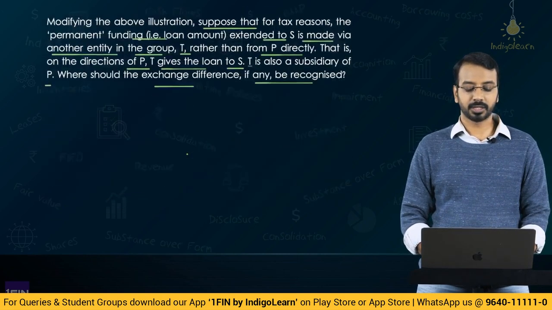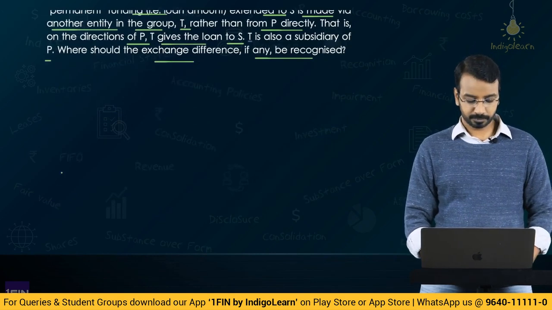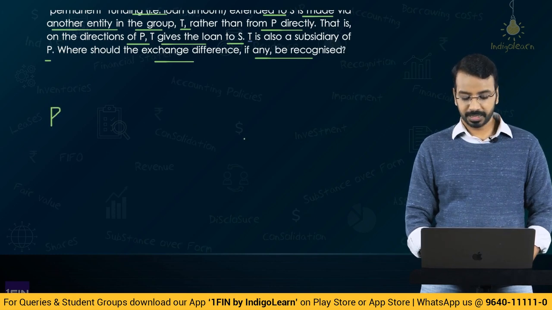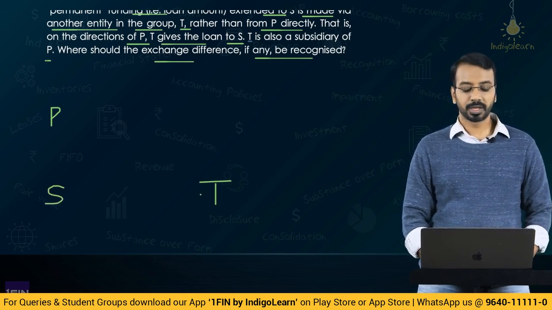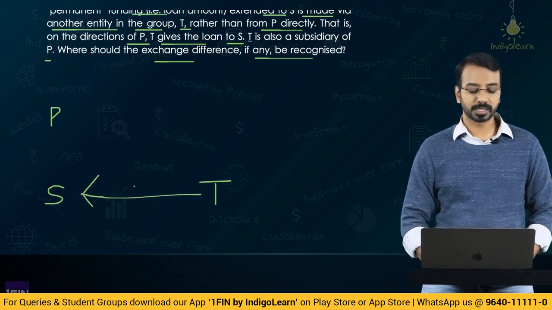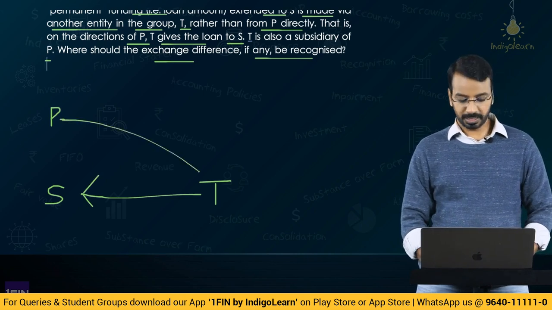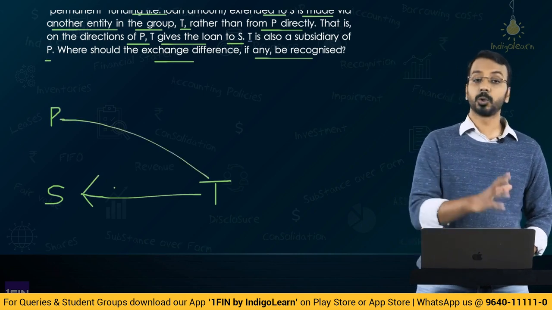Now what has happened here actually? So there is this parent company, then there is this subsidiary company, and there is another subsidiary company called T. Now, who gives the loan? T gives the loan to S. On whose instruction? Basically P gives an instruction to T to give the loan to S.